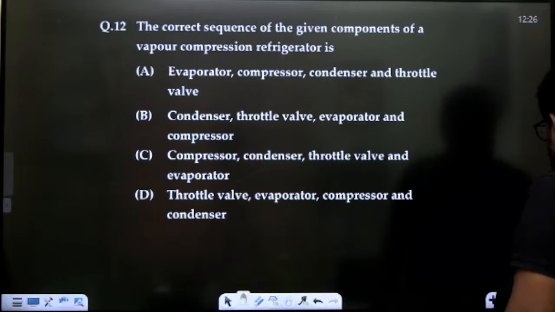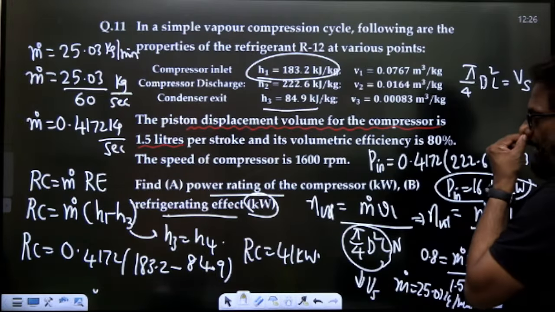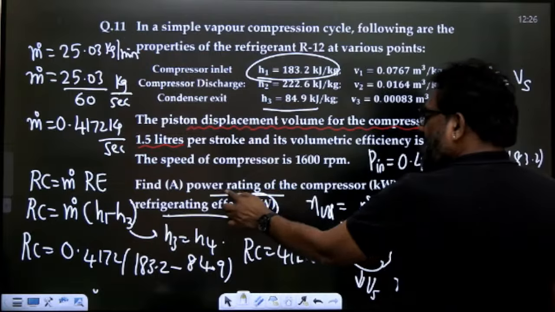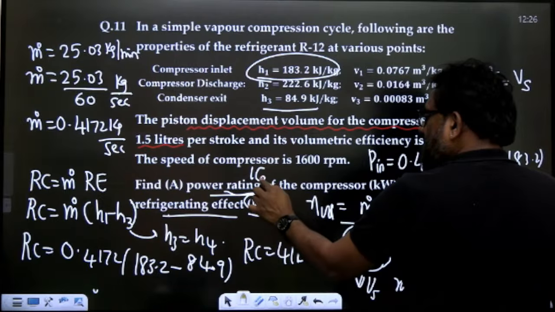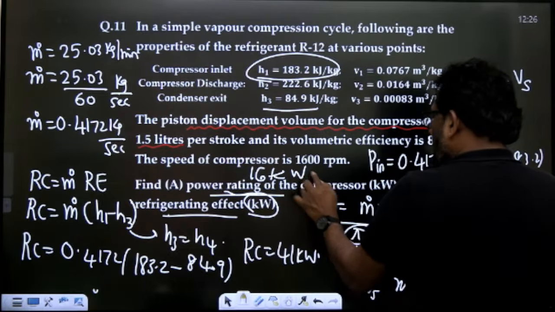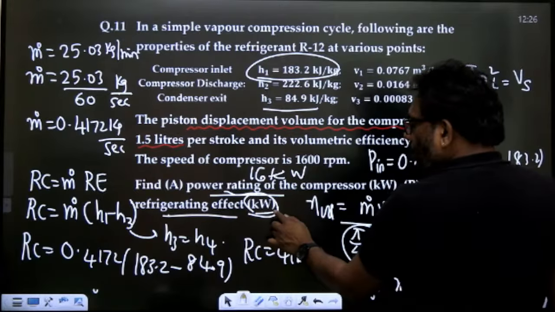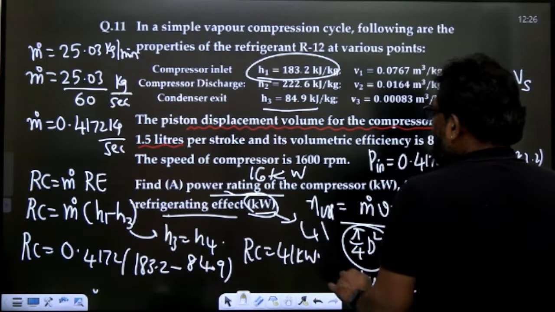Where did it go, sir? One second. What all has been asked, sir? Find the power rating. The power rating is 16 kilowatt. And what is the refrigeration effect in kilowatt? It is 41. So what will be the COP, sir?